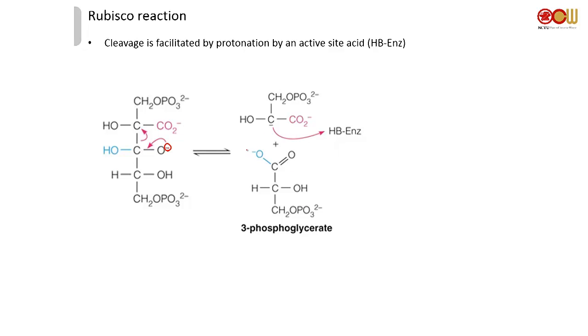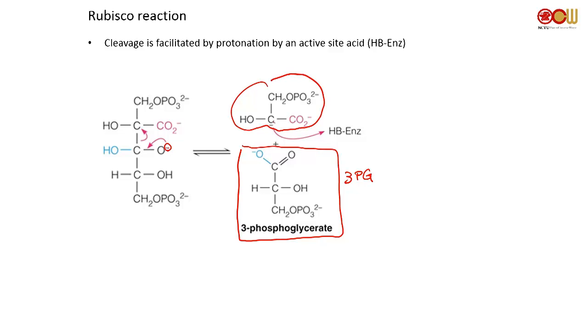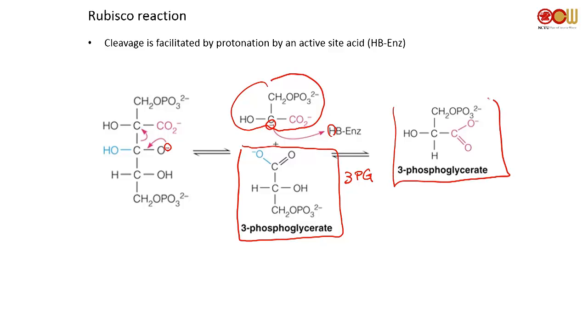And you split, and you generate the first 3PG, okay? And the other one is right here. However, you still have a minus charge right here. And all it has to do is grab the proton that the enzyme took from it, and then it also becomes 3PG. So then at the end you've got 2 3PG. So it all starts with the deprotonation of this one.